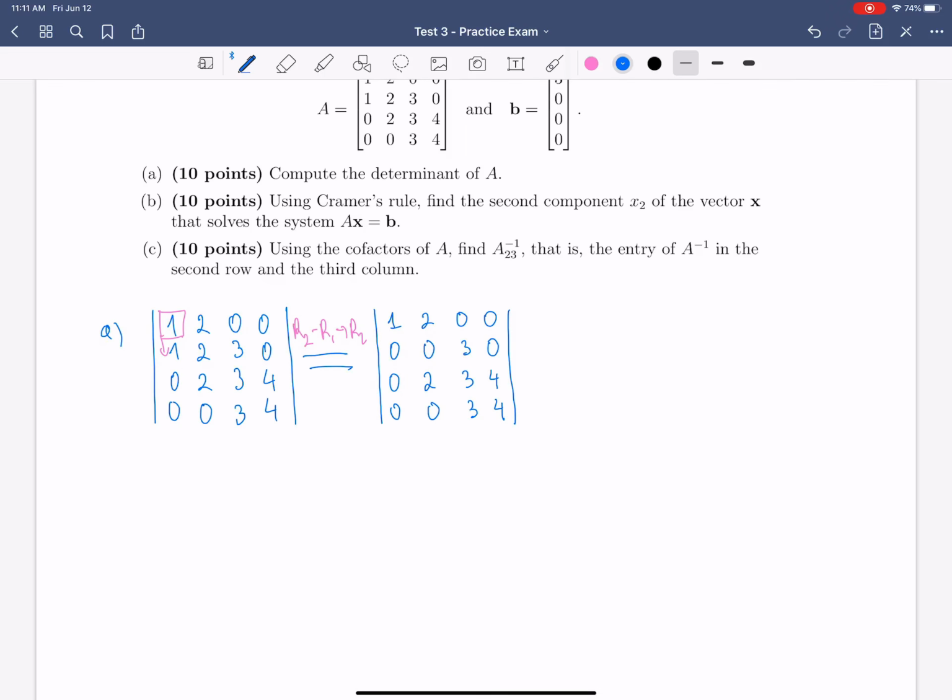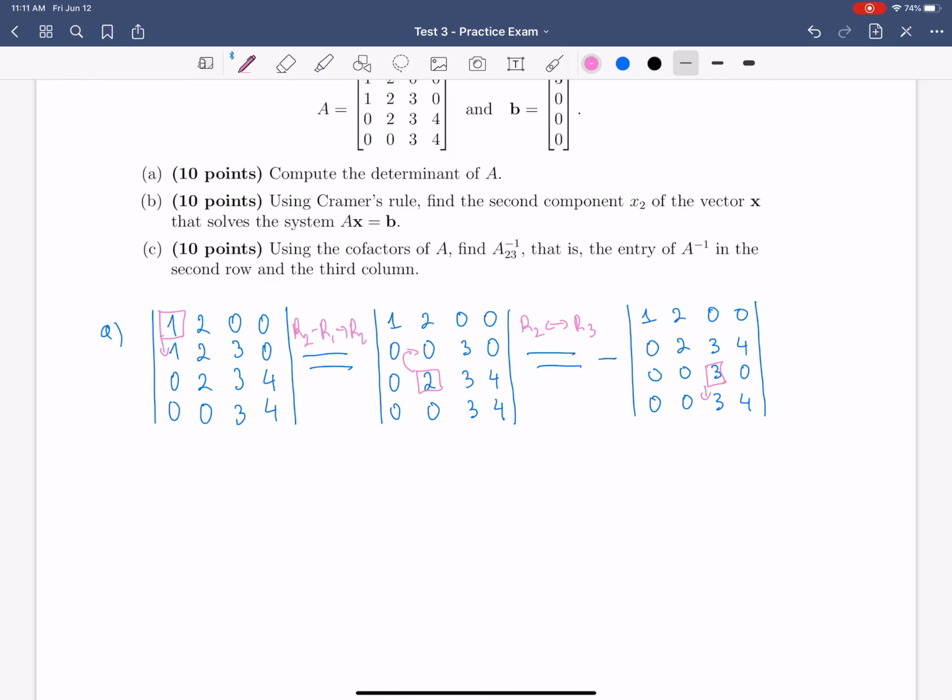Now here you have to actually move that pivot up, right? You have to move it here. You don't need to eliminate with it, but you need to move it. So row 2 and row 3 need to be exchanged. And what happens there is that the determinant changes sign. So I have minus the determinant 1, 2, 0, 0, 0, 2, 3, 4, 0, 0, 3, 0, 0, 0, 3, 4. And now I go to the third pivot.